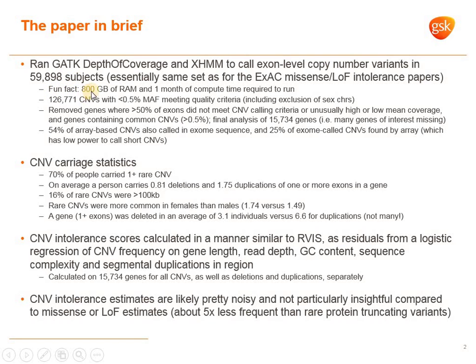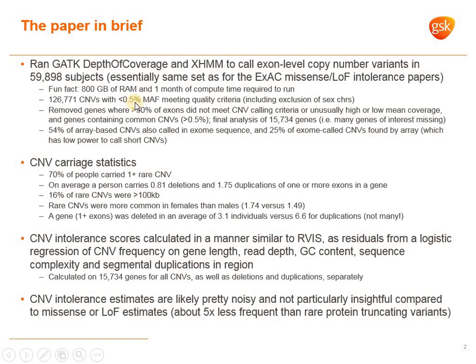They do report a little fun fact that it took about 1 month of compute time with 800 gigs of RAM in order to go through this process. So it's no small feat to be able to compute this. They didn't indicate how many CPU hours or years were involved in that month of compute time. They had identified about 126,000 copy number variants total.